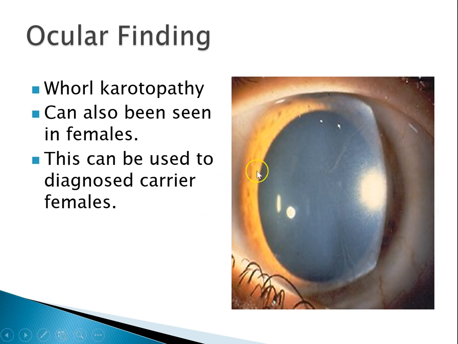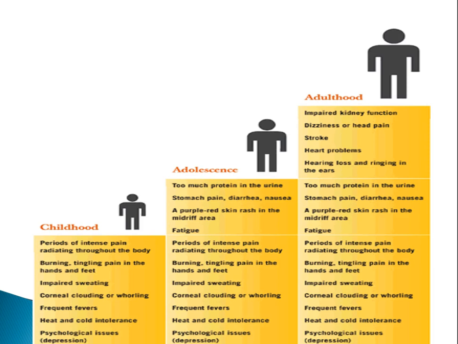An ophthalmologic feature seen in Fabry's disease is something called whorl keratopathy, and here's a picture of this. This can sometimes be seen in females, and I've seen a number of carrier females that were brought to medical attention because of this finding by the ophthalmologist. It doesn't have any medical complications, but it is a finding.